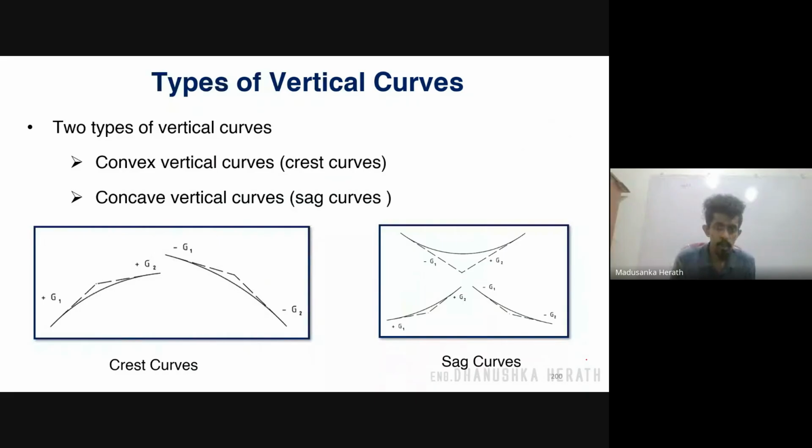Then we have two types of vertical curves: convex vertical curves and concave vertical curves. Right. So these are convex vertical curves, like this. Here this top point we call the summit. In crest vertical curves, the summit is at the top, and in sag vertical curves like this, there is the bottommost point.